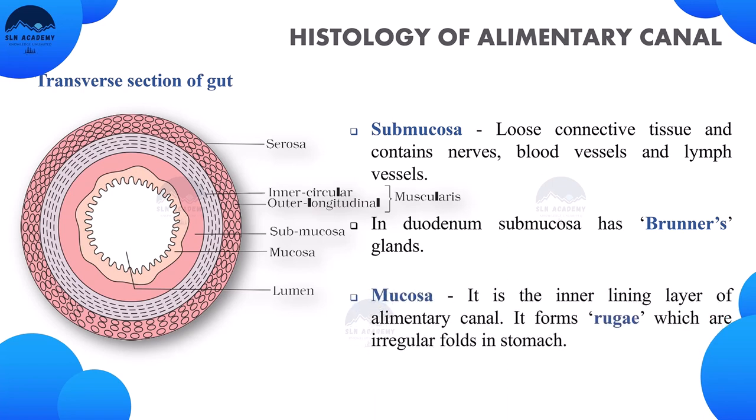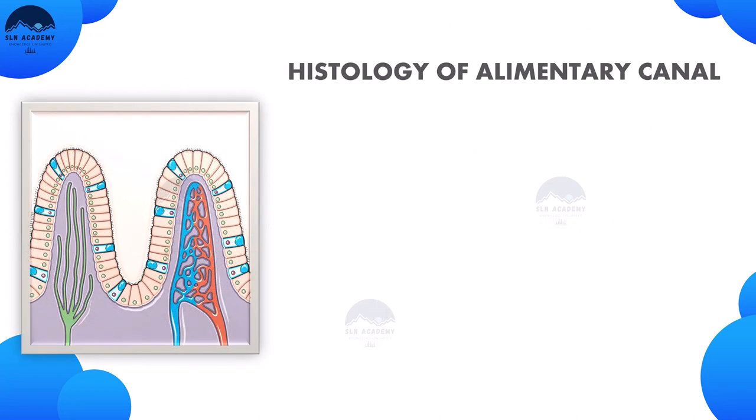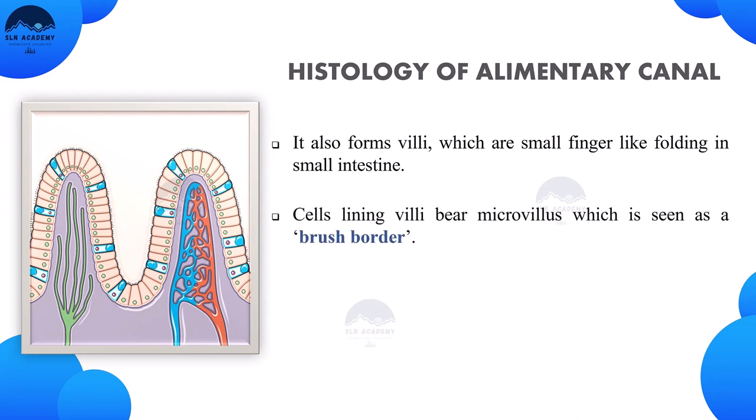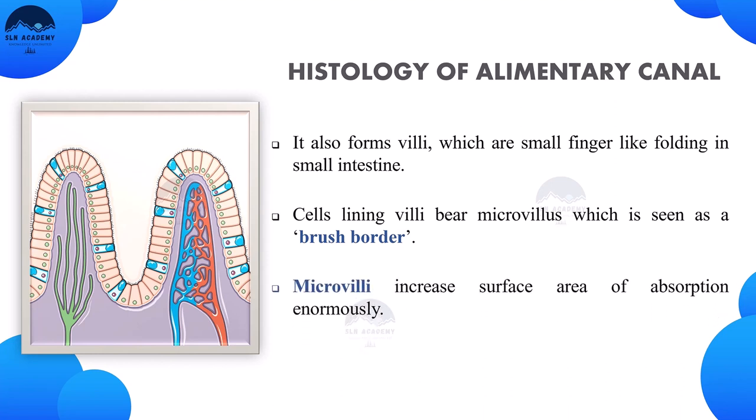Mucosa. It is the inner lining layer of the alimentary canal. It forms rugae, which are irregular folds in the stomach. It also forms villi, which are small finger-like foldings in small intestine. Cells lining villi bear microvilli, which are seen as brush border. Microvilli increase surface area of absorption enormously.